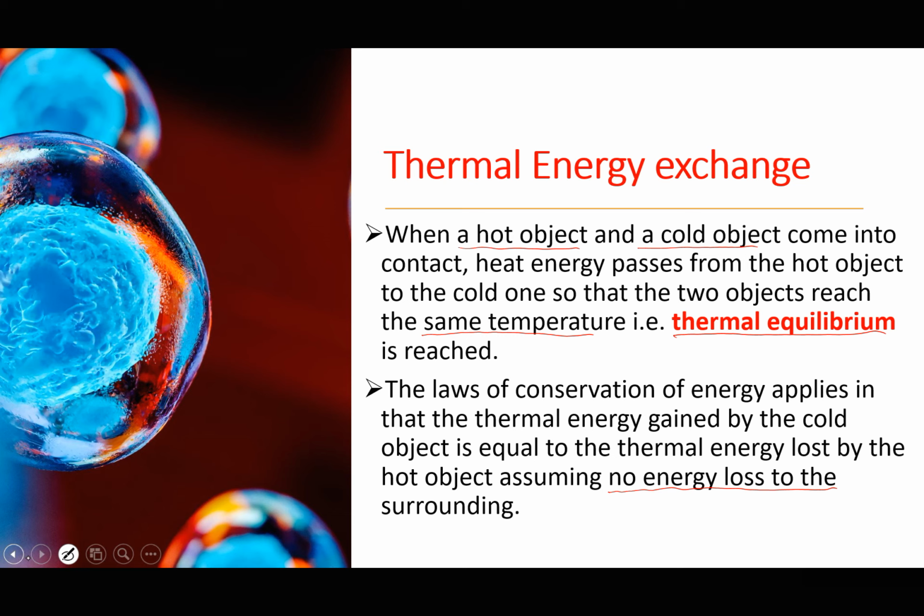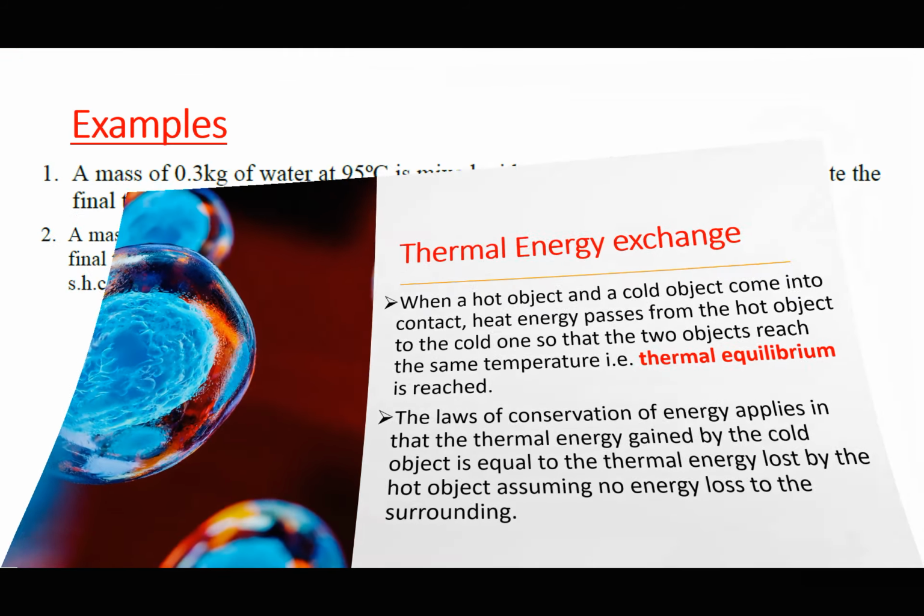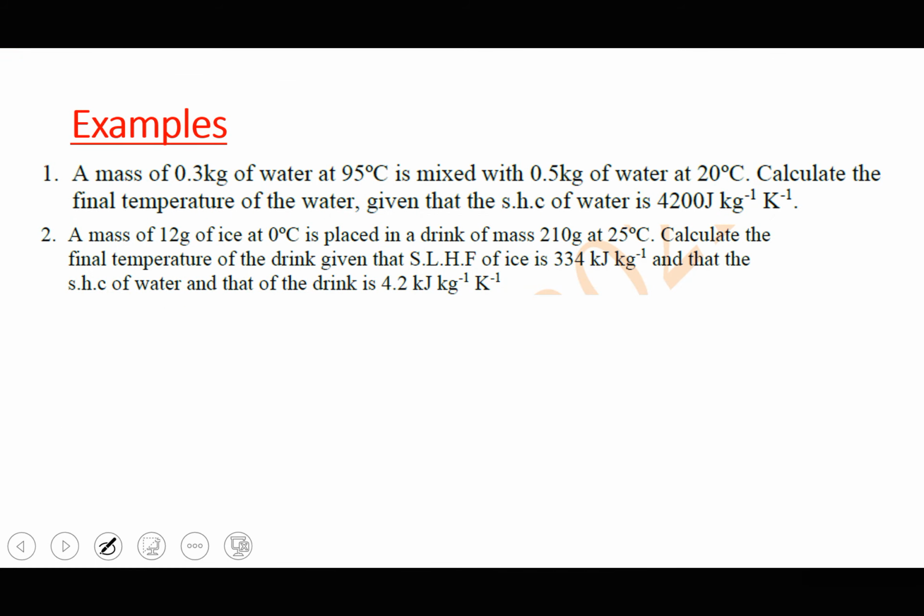Let's see a few examples as we wind up. Example number 1. A mass of 0.3 kilograms of water at 95 degrees Celsius is mixed with 0.5 kilograms of water at 20 degrees Celsius. Calculate the final temperature of the water given the specific heat capacity of water. It is the same water, but the 0.3 kilograms is at a higher temperature than the 0.5 kilograms.